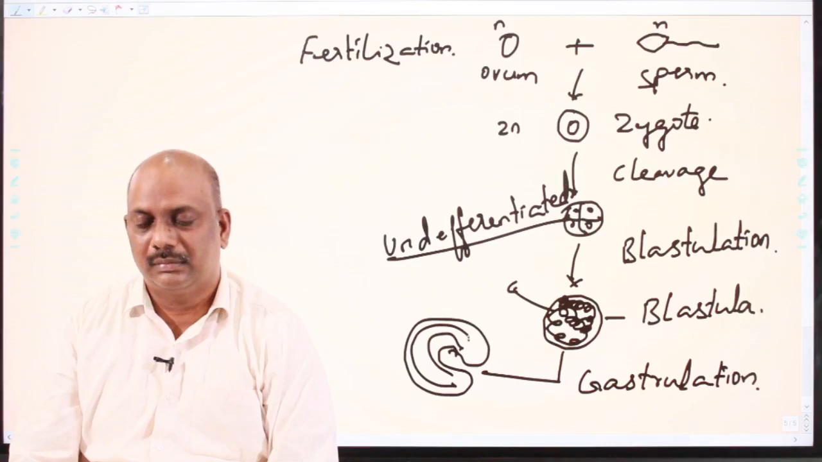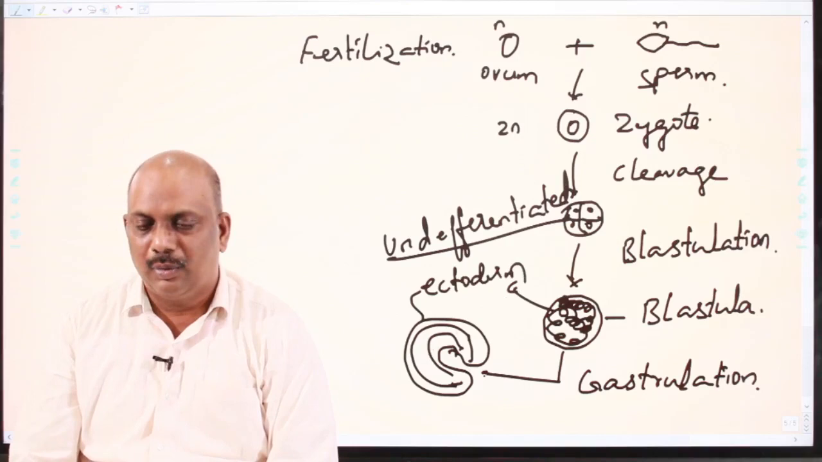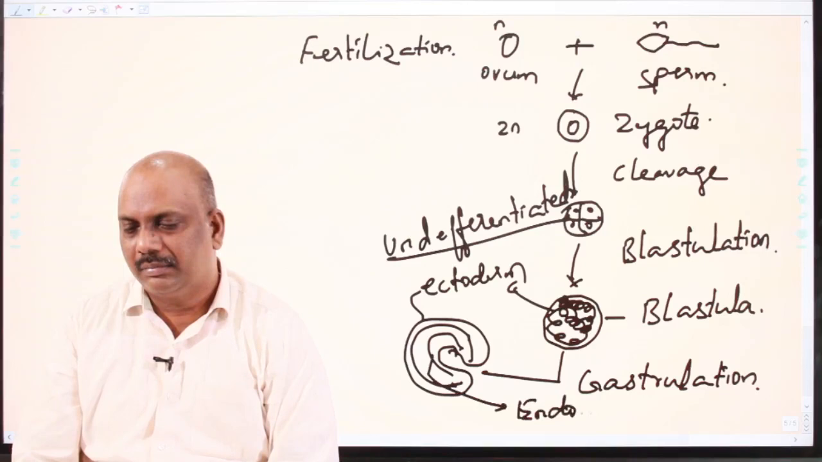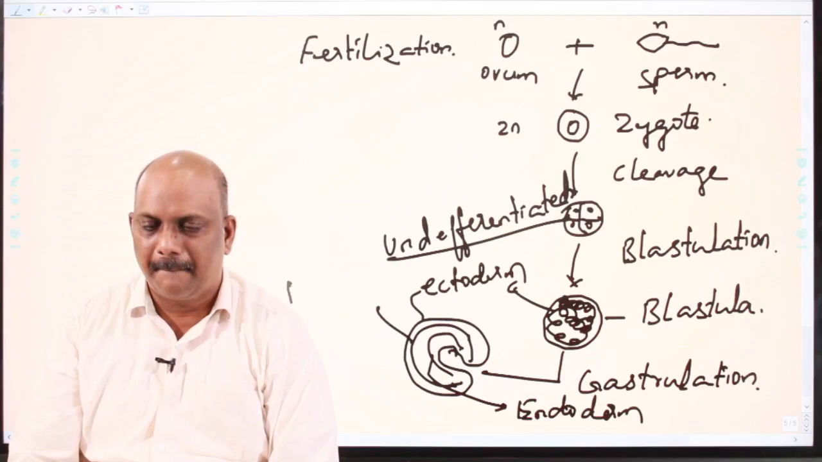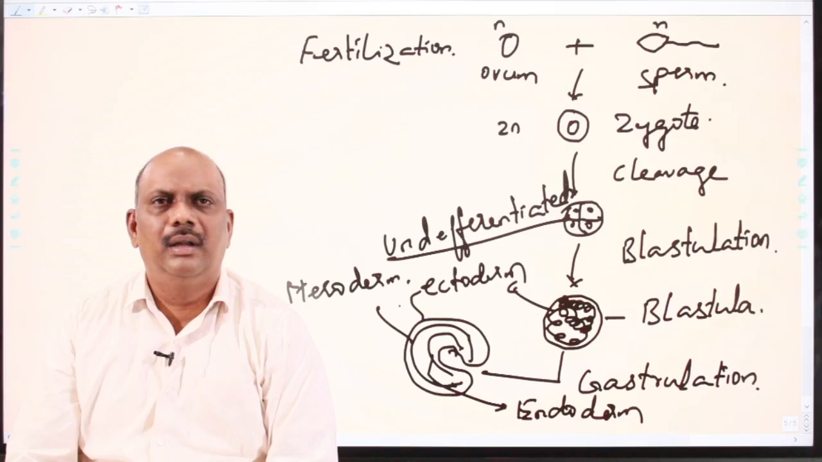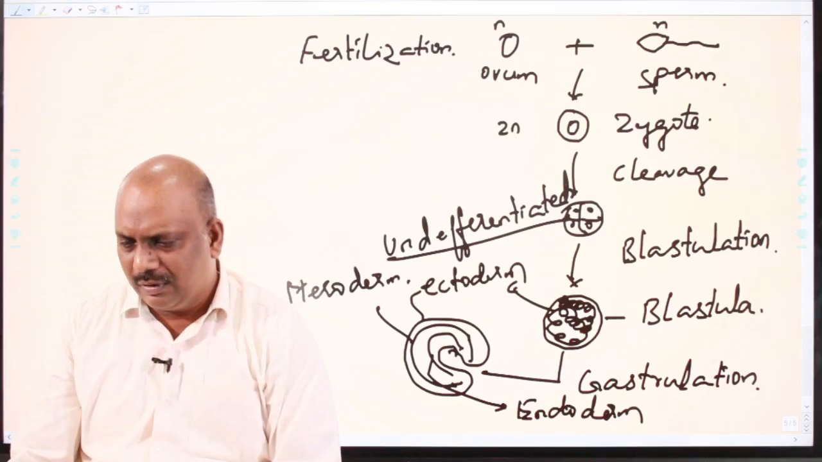The outermost layer is called ectoderm. The innermost one is called endoderm, and the middle one mesoderm. Now, what is the big difference between the blastula and the gastrula? So look at this particular picture.